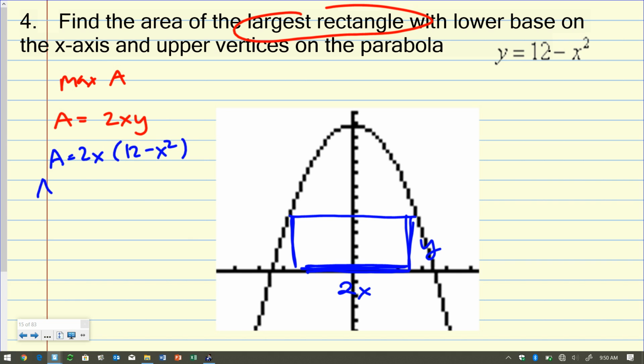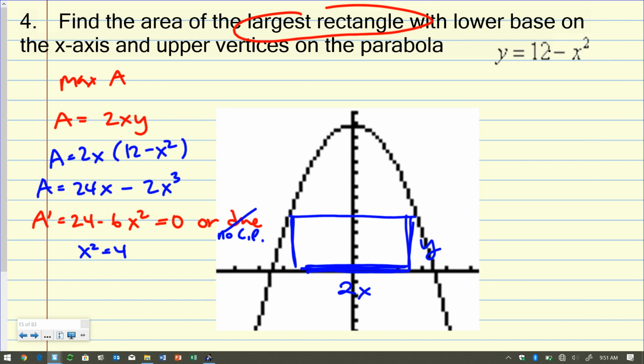Now I have one variable. You guys want to do product rule? No? Okay, then let's go ahead and multiply, distribute. Okay, what do I do next? Go ahead and take the derivative. Very good. So A prime is going to be 24 minus 6x squared. Set that equal to 0, or set it equal to DNE. On the DNE side, because I have no fractions, there are no critical points. On this side, I'm going to get x squared equals 4, so x is going to be plus or minus 2. Do you see how the plus or minus 2 works out here? Look, this is minus 2, this is 2, right? It works out on the graph, okay?